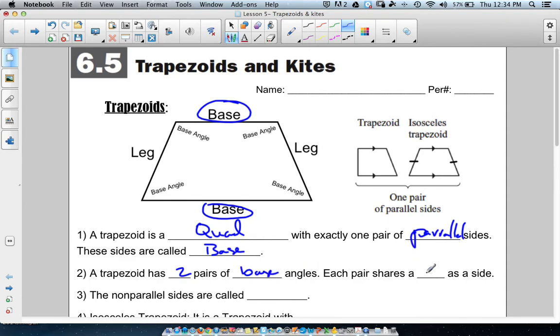Now, each pair shares a base as a side. As you can see, these two angles right here share this base as a side. Now, the non-parallel sides are called legs.